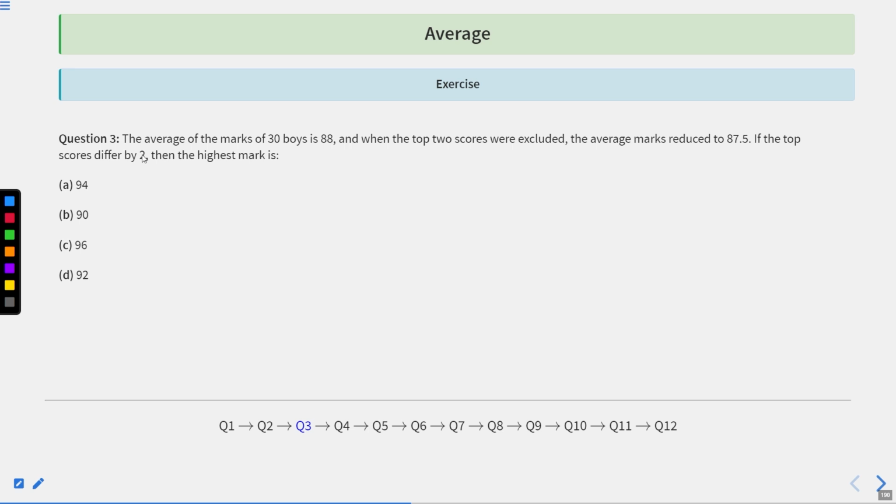Let us move ahead to question number 3. The average of the marks of 30 boys is 88.